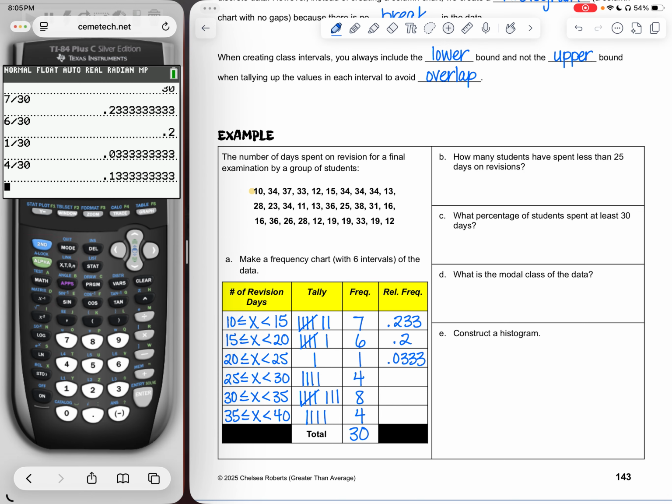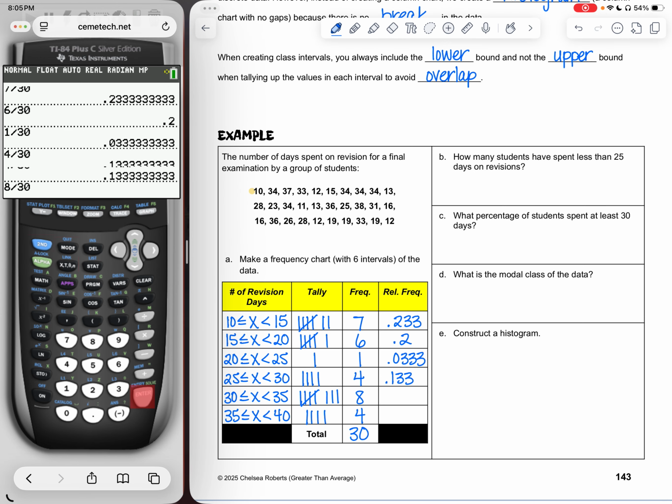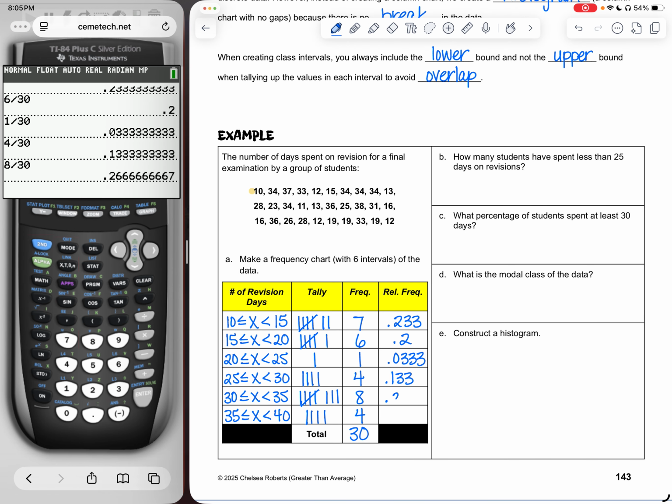4 divided by 30 is 0.133. 8 divided by 30 is going to be 0.267. And then we're going to have 4 divided by 30 again, which is 0.133. So now on part B, it says, how many students have spent less than 25 days on their revision?